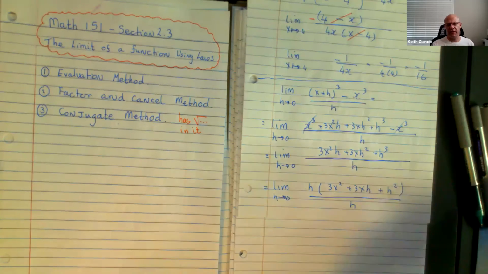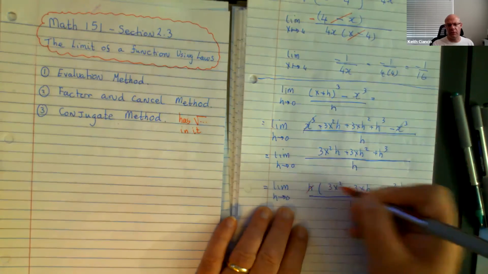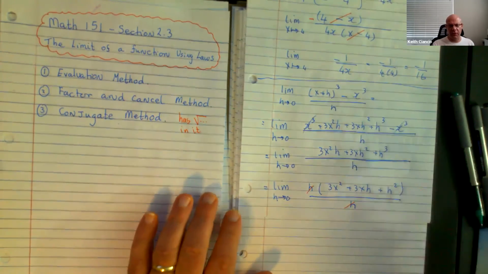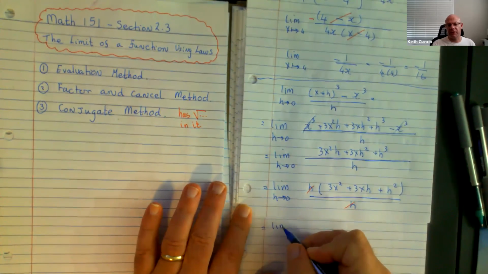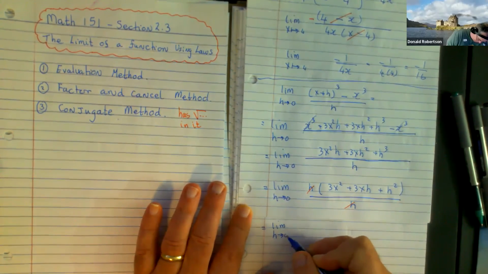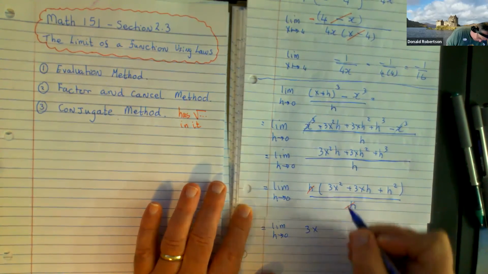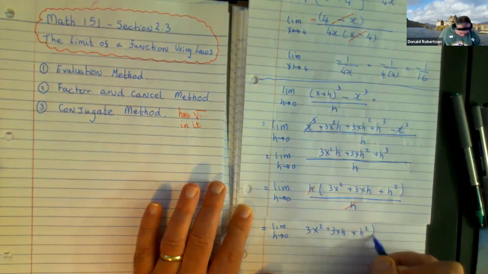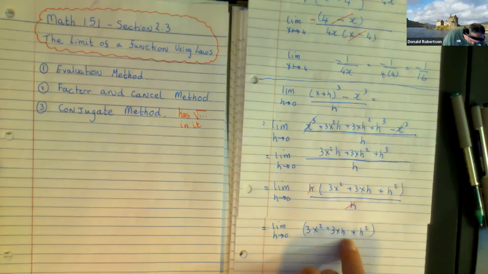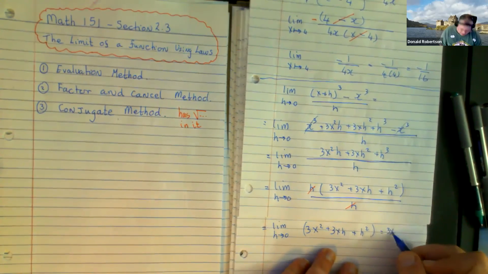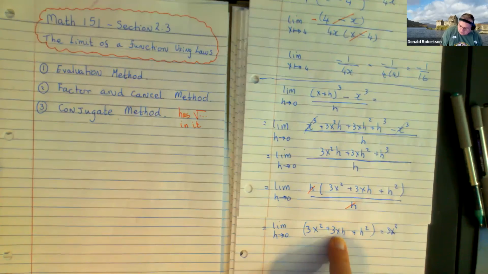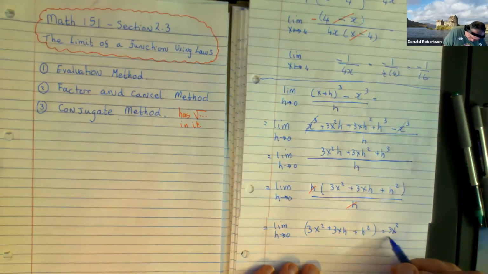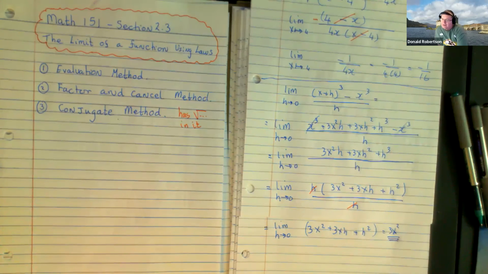Well, once you cancel the h's, then you can substitute the remaining h's for 0, and you end up with an answer. You know, the limit is 3x squared. Sounds good. So you cancel out the h's. You then make h 0. And what do you get? Well, you get 3x squared. 3 times x times 0 is 0. And 0 squared is 0. So the answer is 3x squared. Cool.